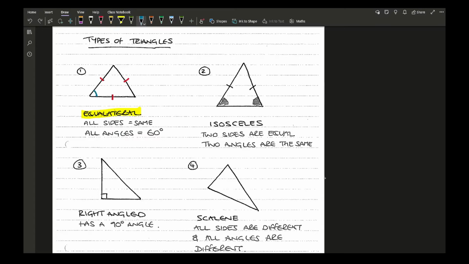Now, by default, these angles here on any equilateral triangle will always be 60 degrees, because the interior angles, as I mentioned previously, have got to be the same.